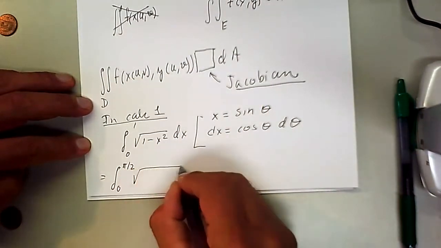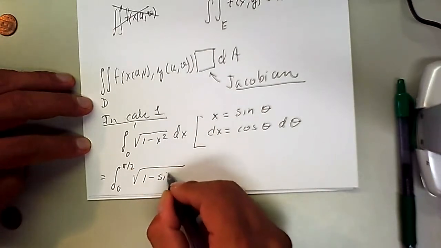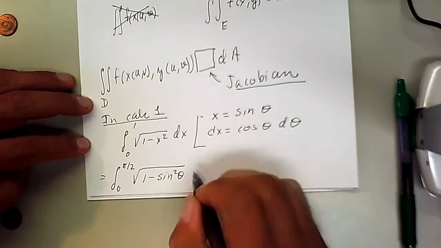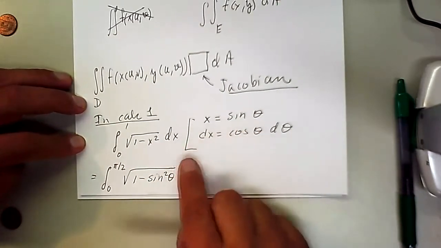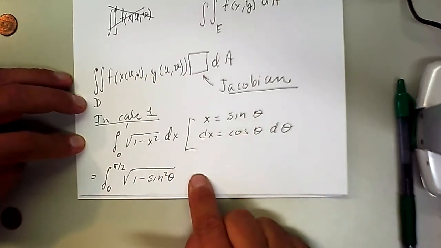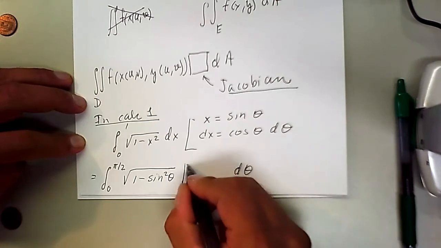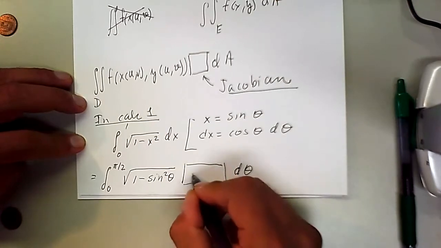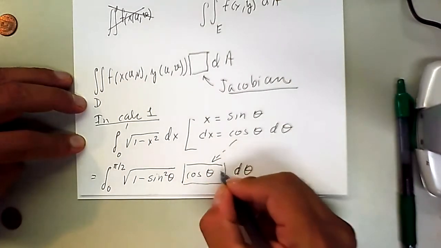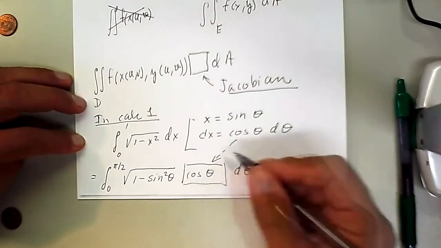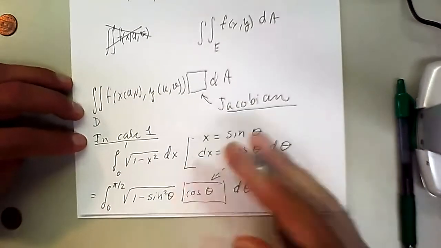And then, of course, the whole point of this is to simplify, but let me write it down without simplifying. Okay, so we have 1 minus x squared, 1 minus sine squared. That makes sense. But we did not put d theta. We put d theta. But we have to put something else, which is the cosine of theta. Well, that turns out to be the Jacobian as well. We just never called it the Jacobian before, but it is the same thing.